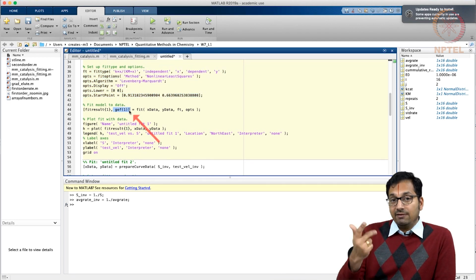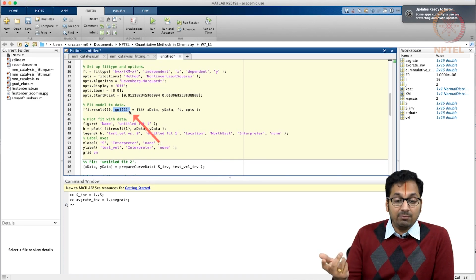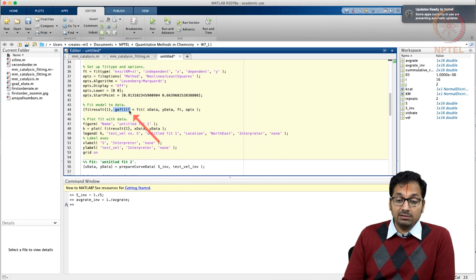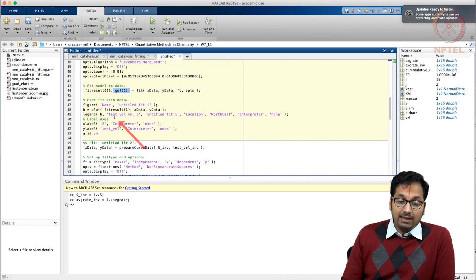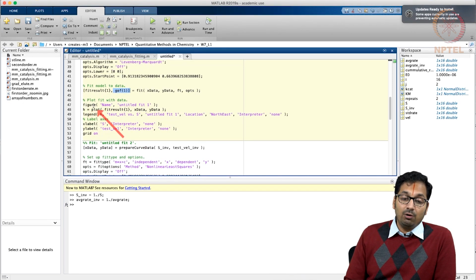So basically the 95% confidence intervals, 98% confidence interval are all stored in this variable called goodness of fit. And then what is it trying to do? It's trying to say, okay, after you have done that, plot the fit result to the x and y data set that we have done.